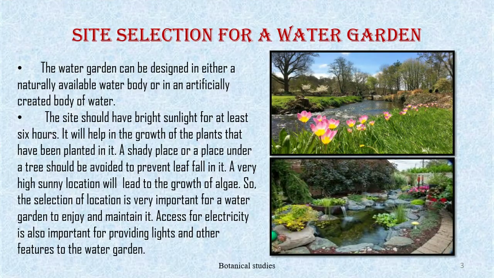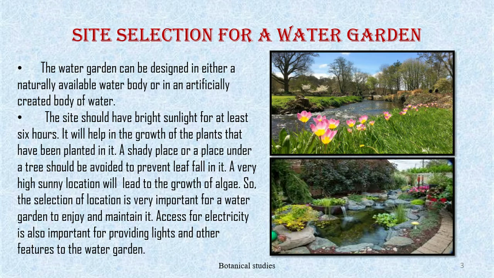Site selection for a water garden. The water garden can be designed in either a naturally available water body or in an artificially created body of water. The site should have bright sunlight for at least 6 hours. It will help in the growth of plants that have been planted in it.